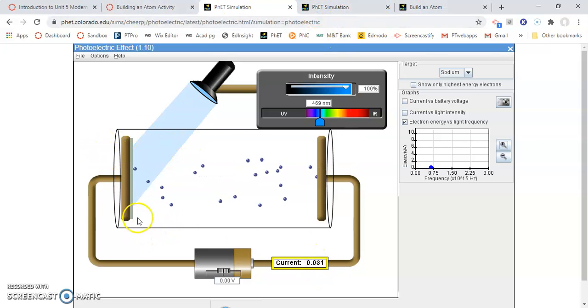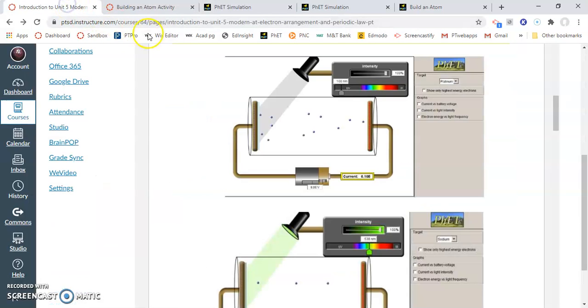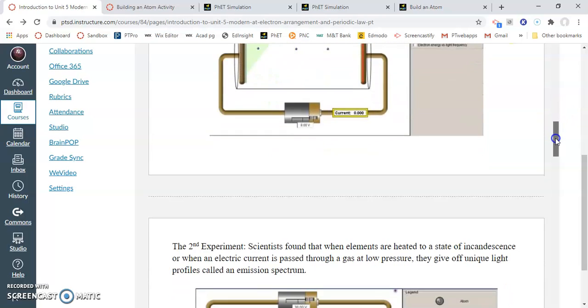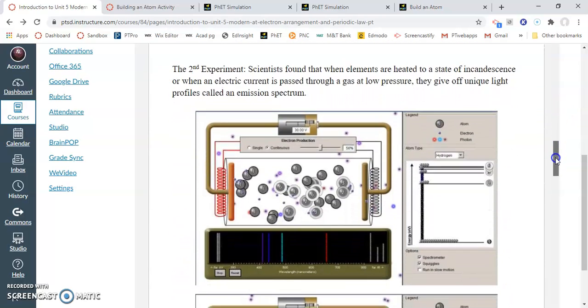Each metal has a very specific frequency of light that this begins at. But the main thing that it showed us above all else is that things that we consider to be waves can also act as particles. There's a dual nature.